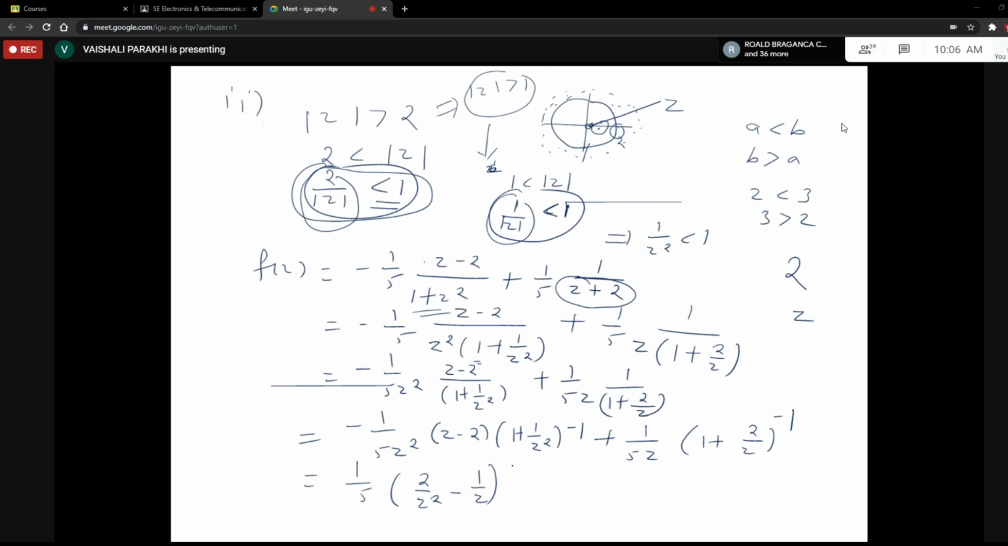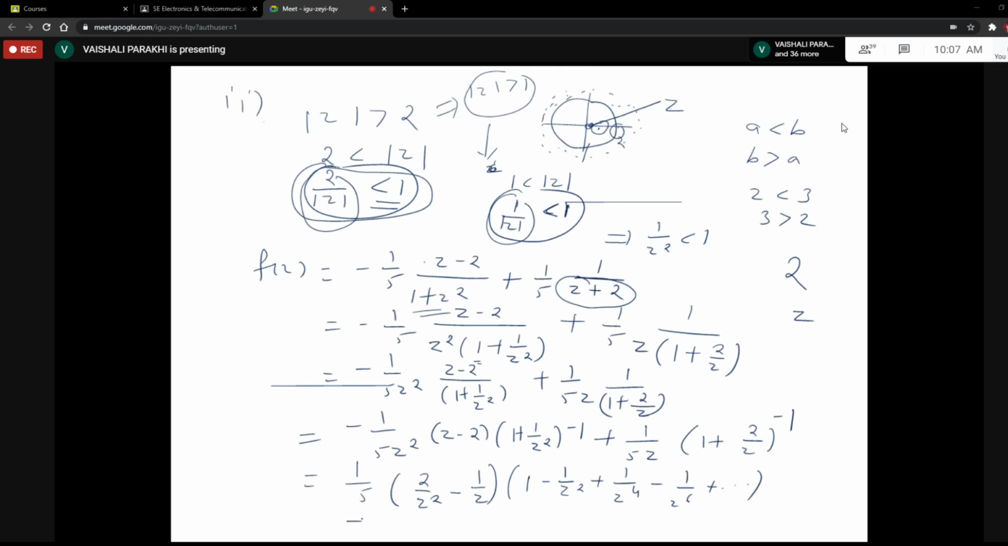Okay. And now what is this expansion? 1 plus z raised to minus 1 is what? 1 minus z. In place of z, what do you have? 1 by z square. Plus z square means it will be raised to 4, minus z cube means 1 upon z raised to 6. Correct? And so on. This is our normal expansion.